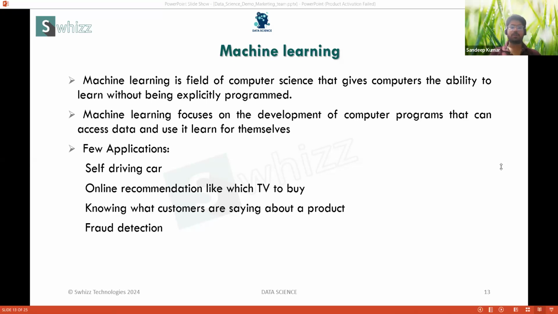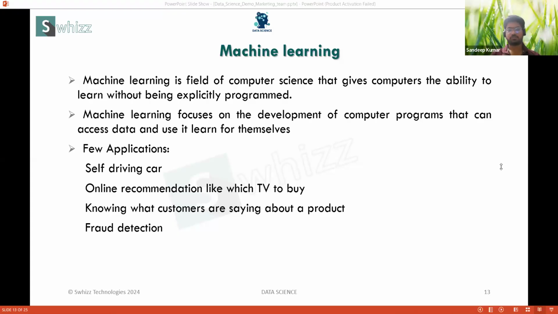Some of the applications of machine learning are self-driving cars, online recommendations like which TV to buy, credit card prediction, loan prediction, whether someone is eligible for the loan or not, and spam prediction, whether the mail is spam or not. There are so many applications. Irrespective of the domain, banking or finance, even in LIC they are implementing data science: is the premium for the respective customer fine or not, do we need to take a high premium or not, is the customer risky or not. Also, knowing what customers are saying about the product, taking their feedback and implementing changes based on it, how we can improve the profits of the business, and fraud detection. So these are some of the applications of machine learning.